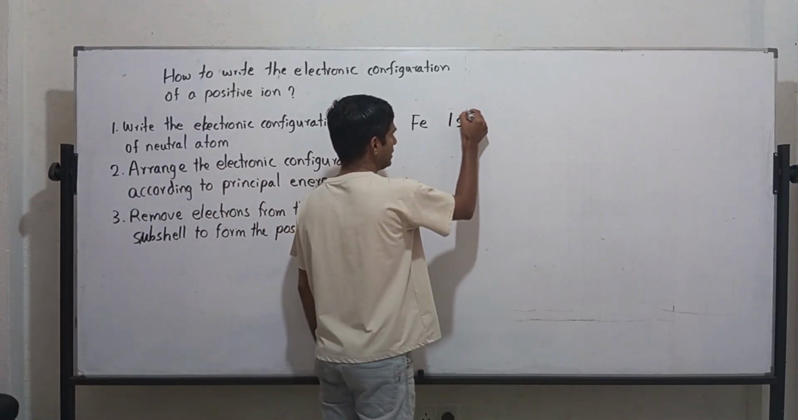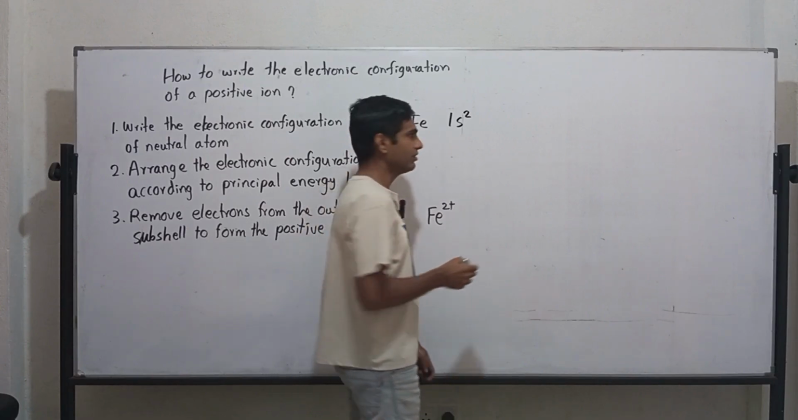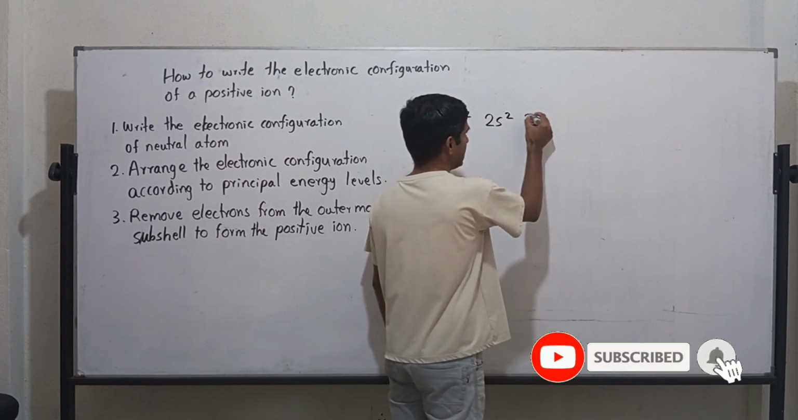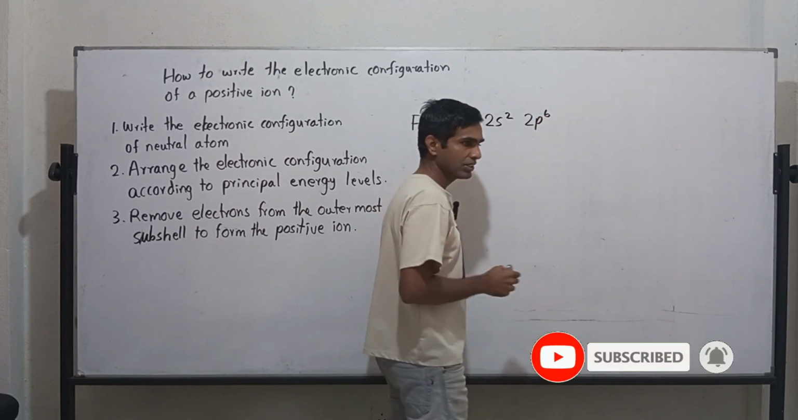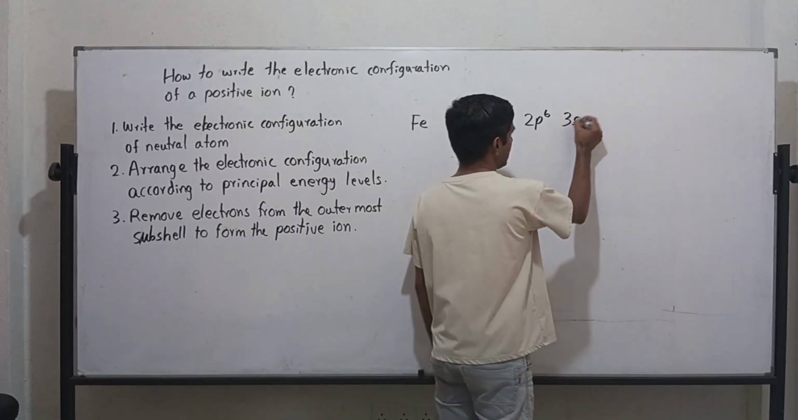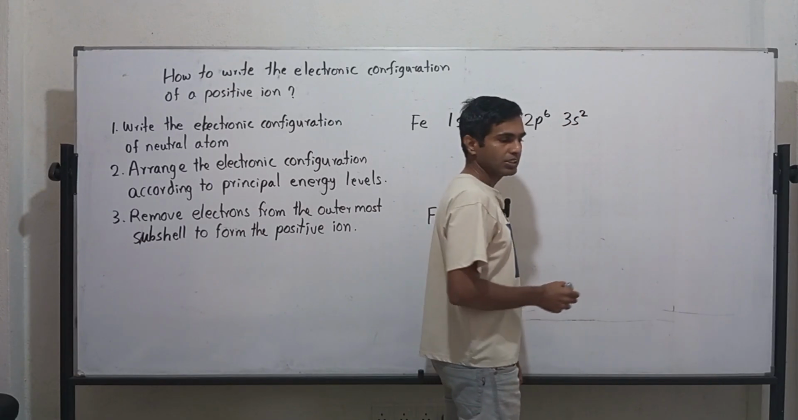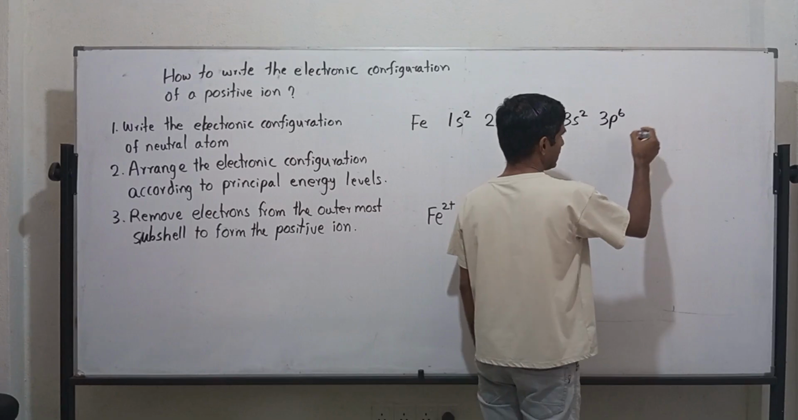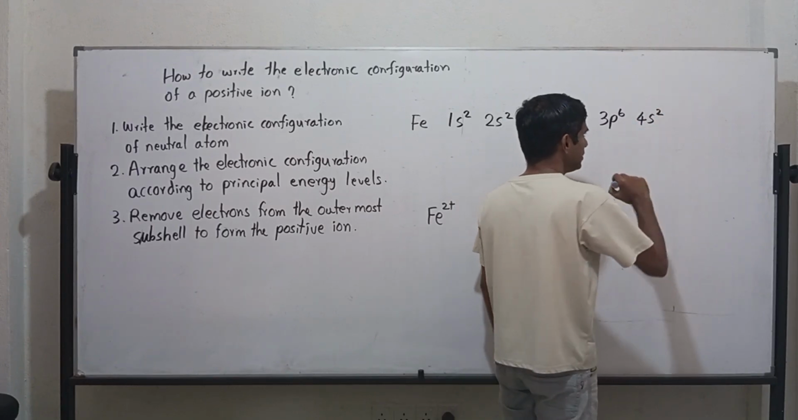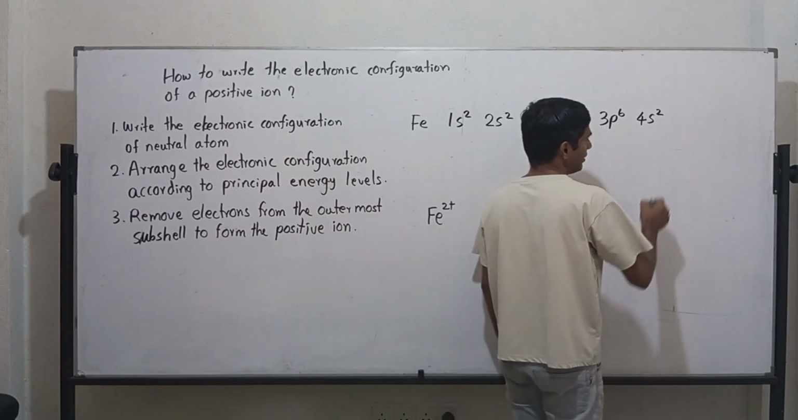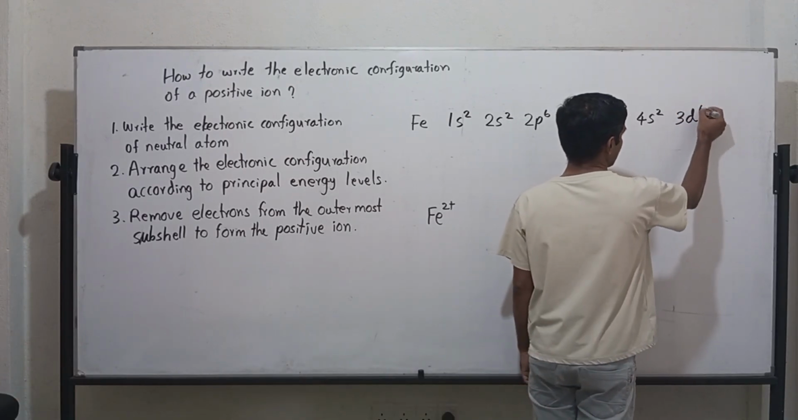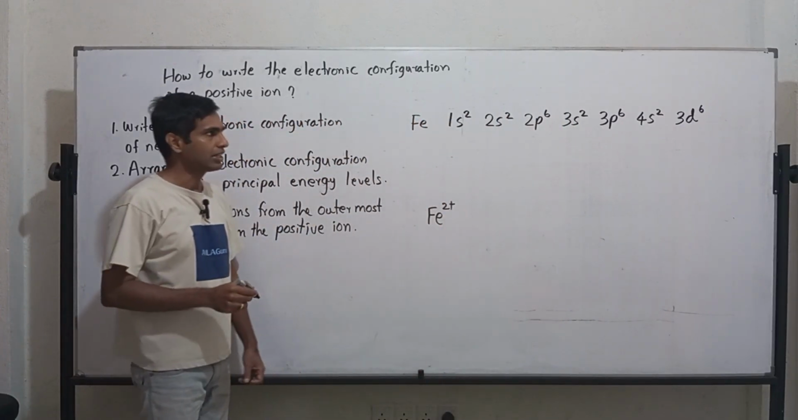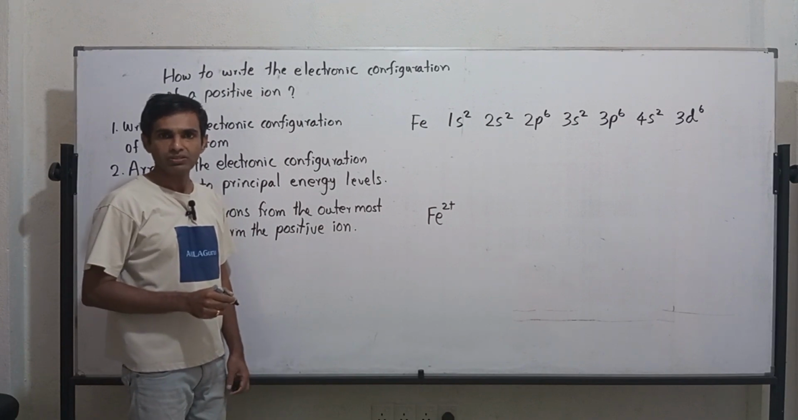There are 2 electrons in the s subshell of the first principal energy level. Then there are 2 electrons in the s subshell of the second principal energy level. There are 6 electrons in the p subshell of the second principal energy level. Then there are 2 electrons in the s subshell of the third principal energy level, 6 electrons in the p subshell of the third principal energy level, 2 electrons in the s subshell of the fourth principal energy level. Finally, there are 6 electrons in the d subshell of the third principal energy level. Likewise, we can write the electronic configuration according to the above principle.